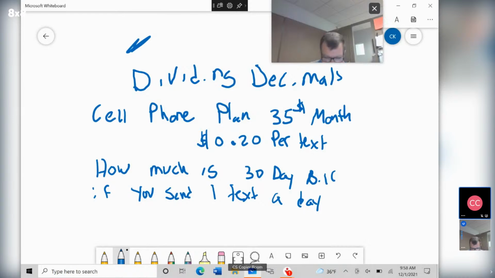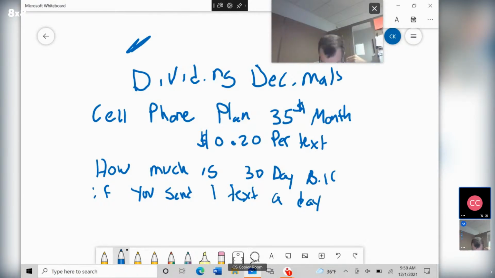Okay, you guys, I'm going to go ahead and get started. So if we look at this first word problem, it says your cell phone plan is $35 a month, and each text you send is 20 cents per text. So how much is your 30-day bill if you send one text a day? Okay, this is just going to kind of be a review.